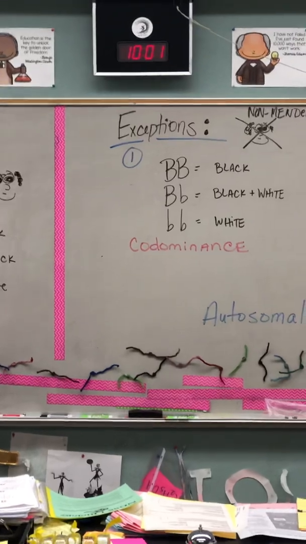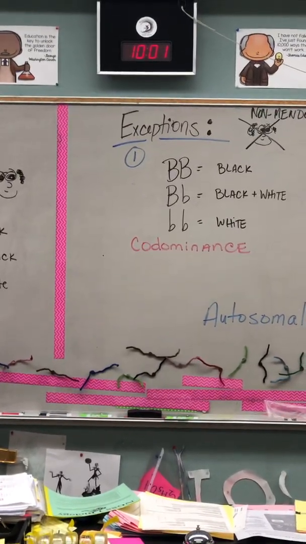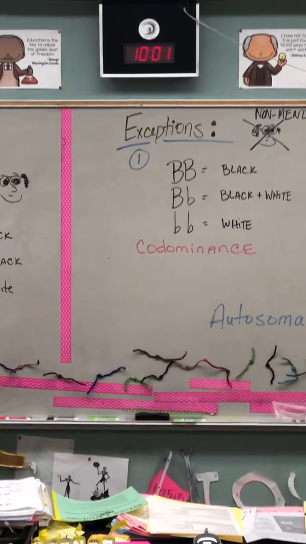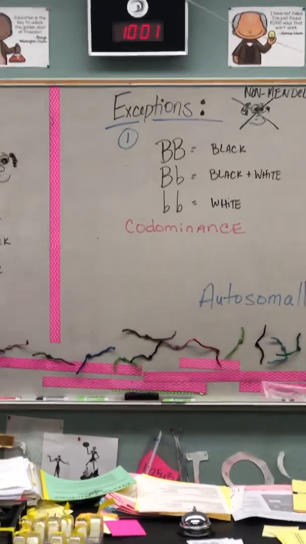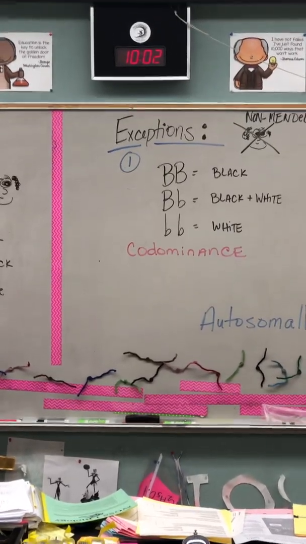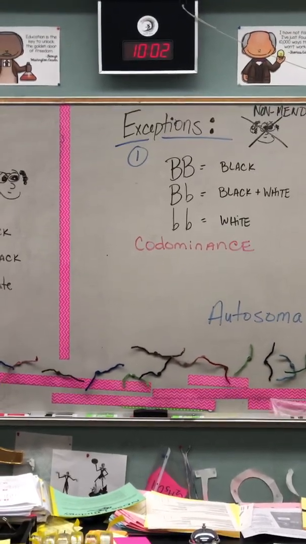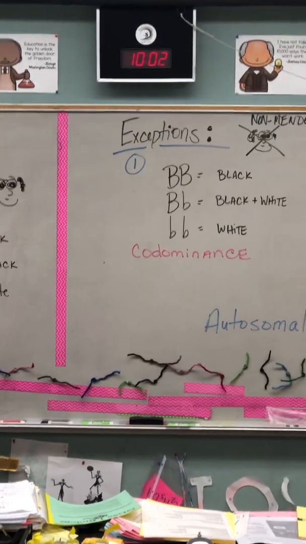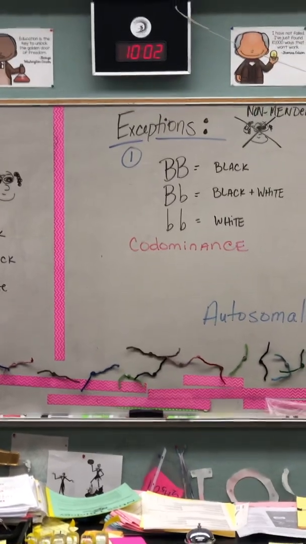You take a look at the first exception. This is when you would see in the heterozygote both traits being expressed. So when you look at big B, little b, you'll see that's black and white. The dominant and the recessive traits are typically expressed the normal way, but in the heterozygote, you'll see both presentations. That means neither of those traits is actually dominant. So we call this codominance because both are expressed at the same time in the heterozygote.